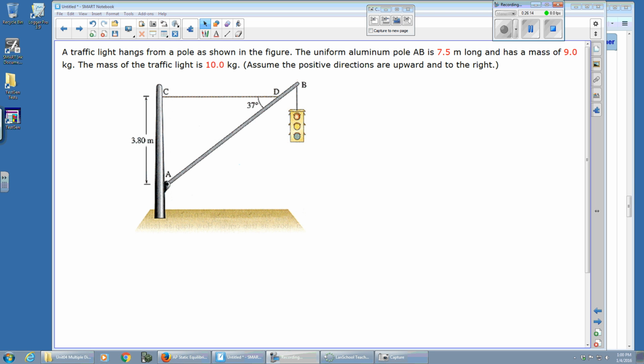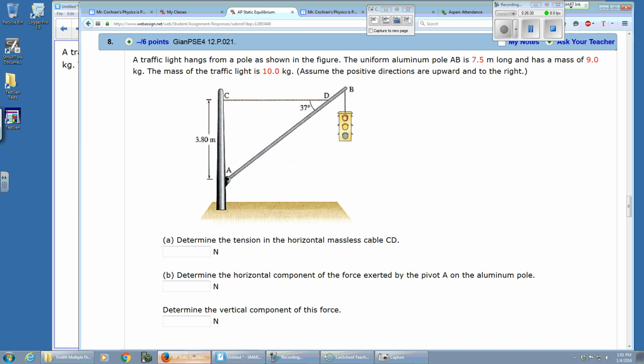Let's look at this, which I believe is number 8. And we have this pole, held by a support cable, and a traffic light hanging from the end of it. And they want to know the tension in the massless cable. Oh, nice. They made it massless, so we don't have to worry about that.